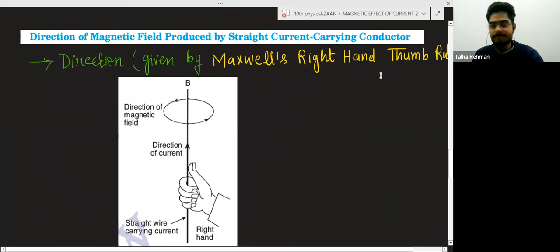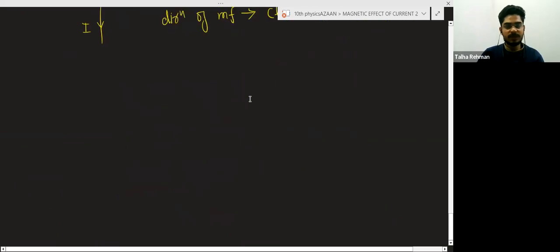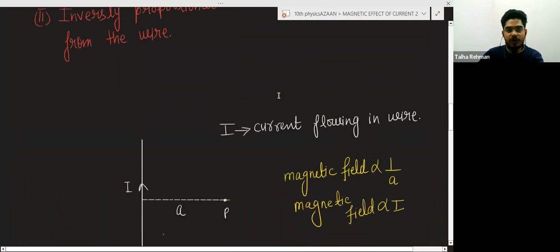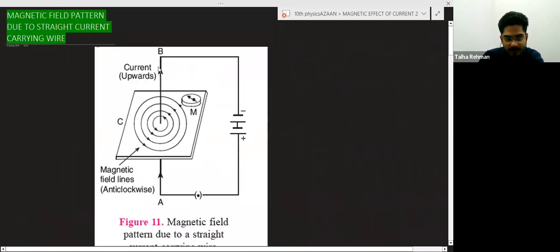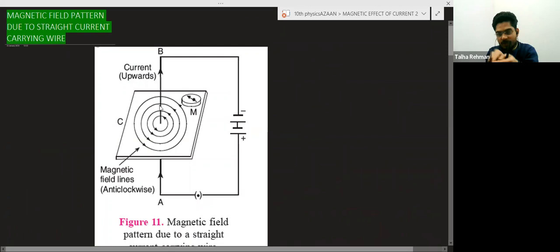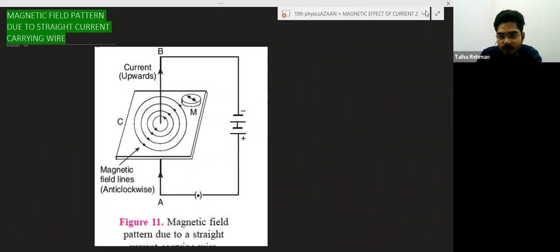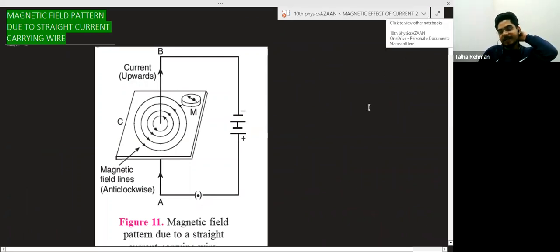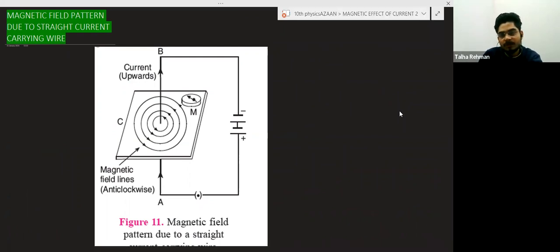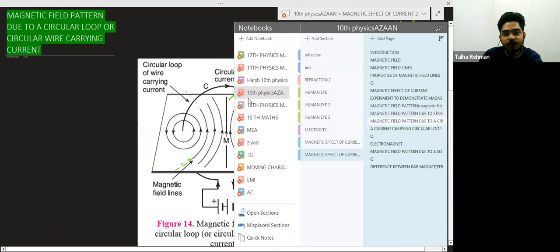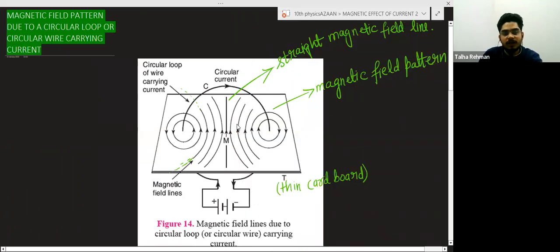Okay, so we did this in the last class. Now we will discuss the magnetic field pattern when this straight wire AB becomes a circular form. We will see the magnetic field due to that. So, magnetic field pattern due to a circular wire.